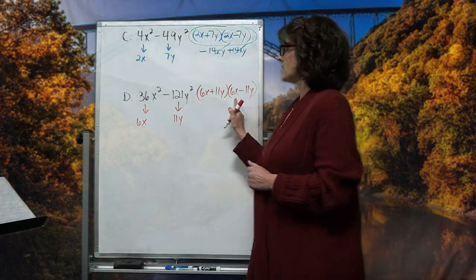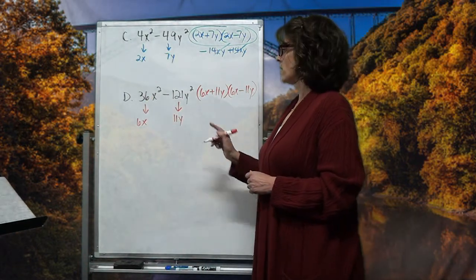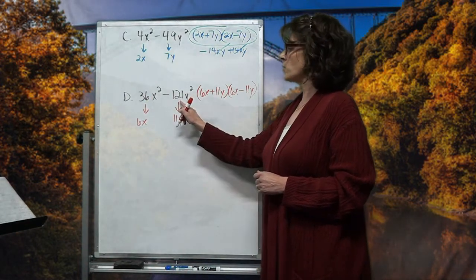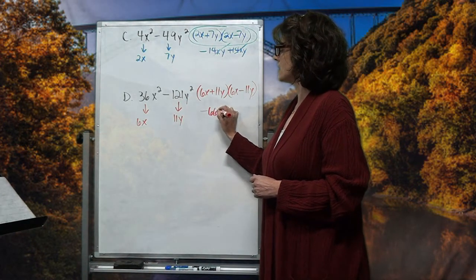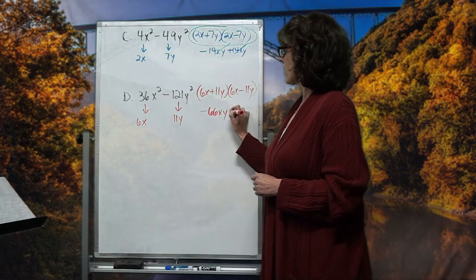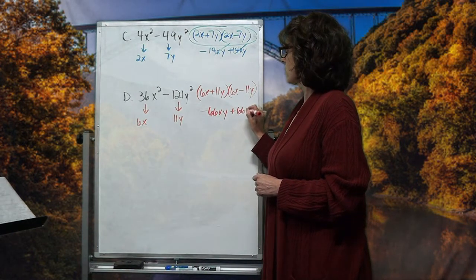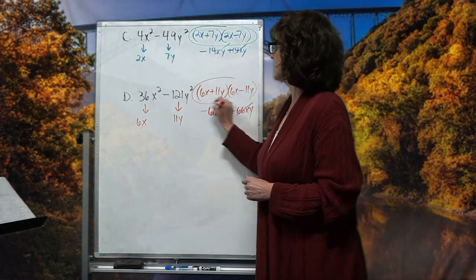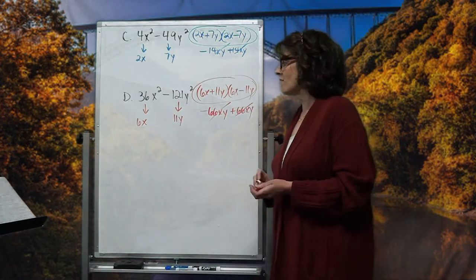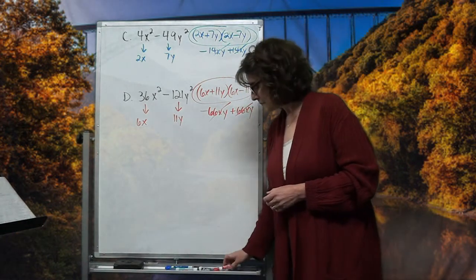So now 6x times 6x is 36x squared. 11y times 11y is 121y squared. And out here I will get a negative 66xy. And in here I'll get a positive 66xy. And sure enough, they cancel like I needed them to. There's no middle term. I needed that to happen. So that is in fact the correct way to factor it.